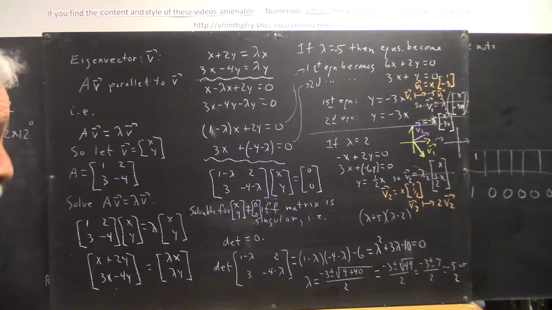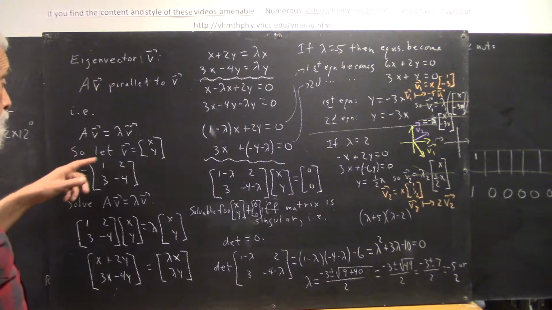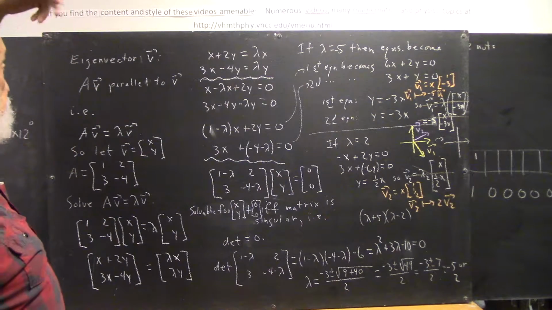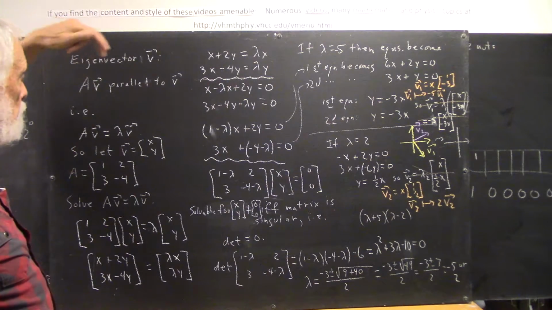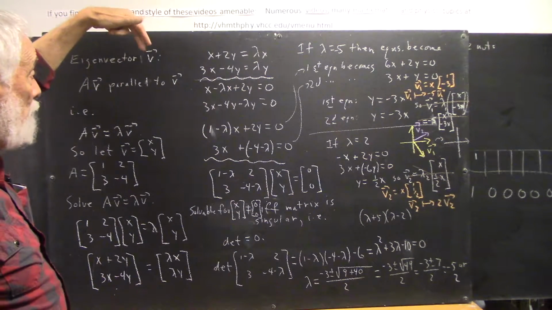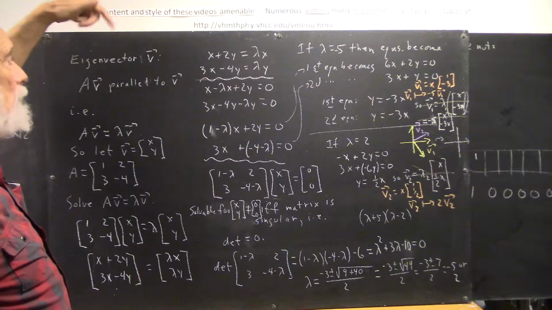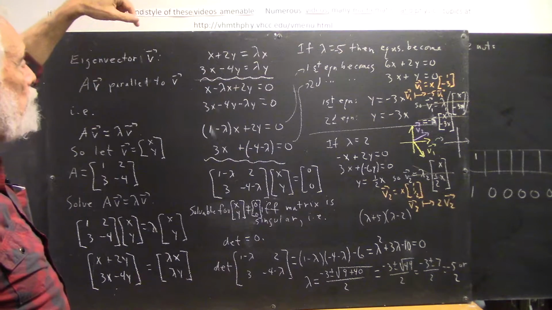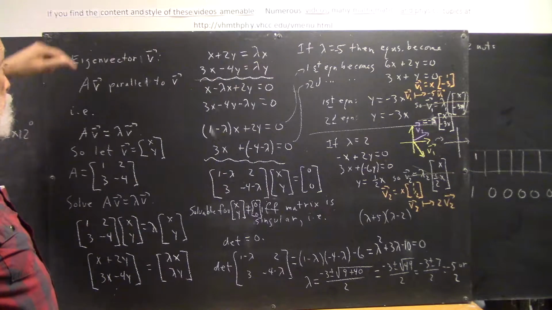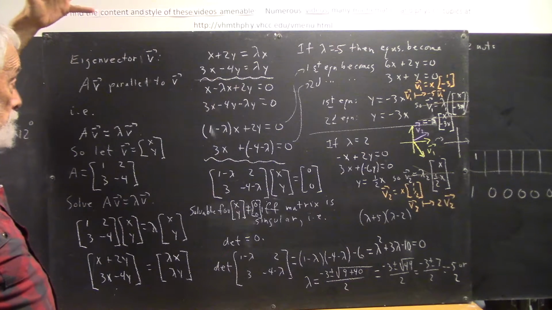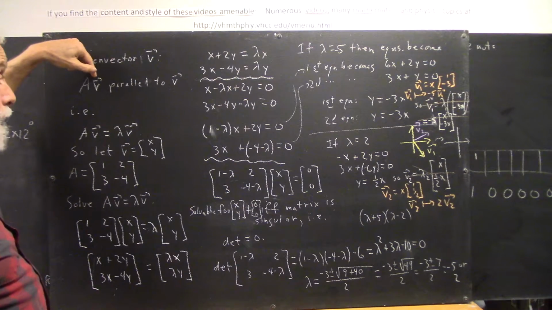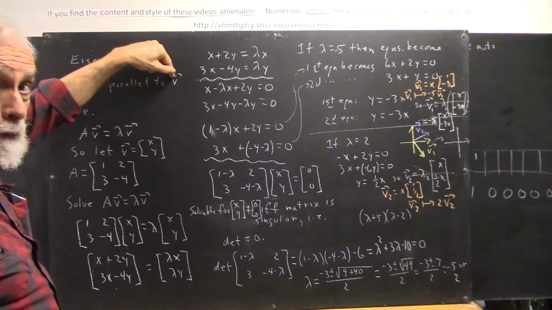Okay, we're still working with the matrix A equals [1, 2; 3, -4]. We want to find an eigenvector V of the transformation defined by this matrix. An eigenvector V has the characteristic that the transformed vector is parallel to the original vector.